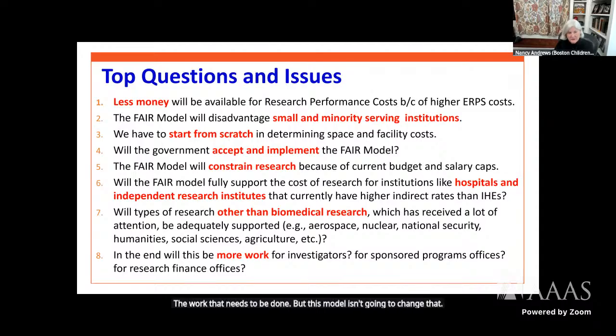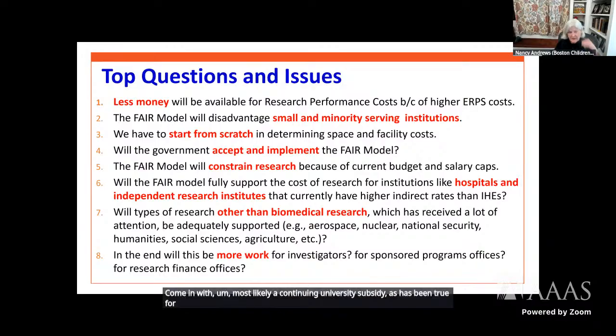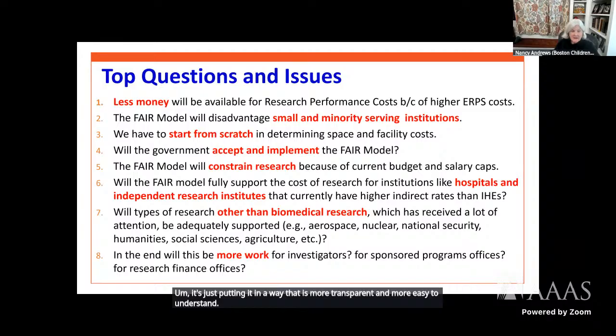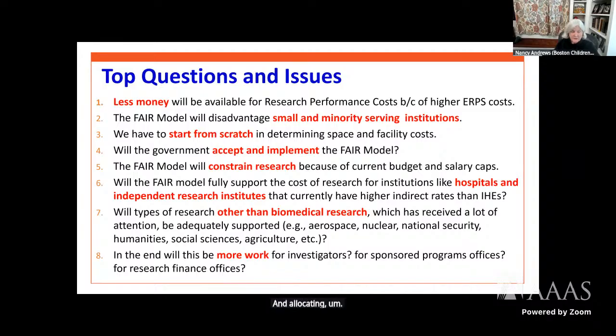It still requires that all of the money necessary for research come in, with most likely a continuing university subsidy, as has been true for a long time. It's just putting it in a way that is more transparent and easier to understand, and allocating the cost to the research that's being done, and not doing it just by percentage.